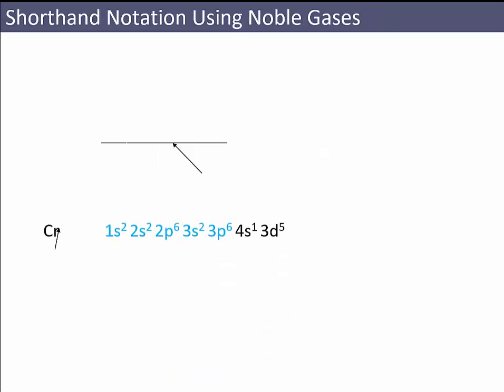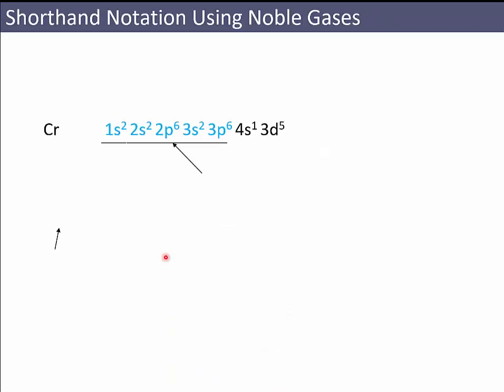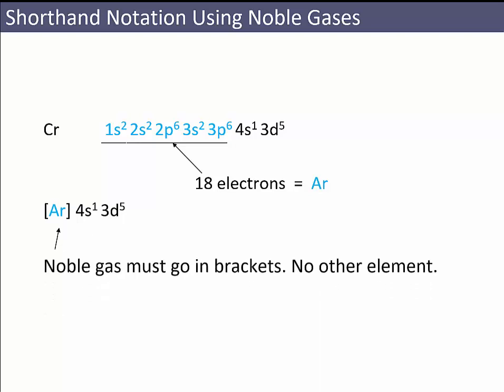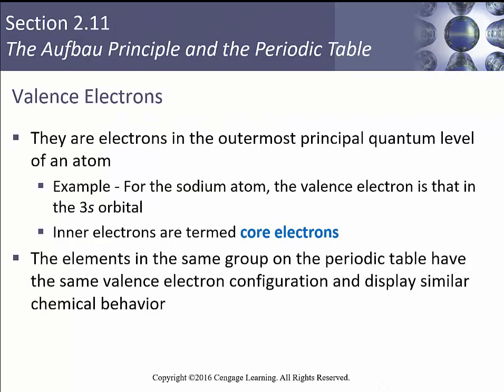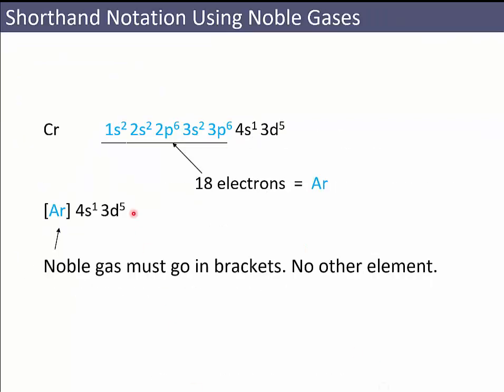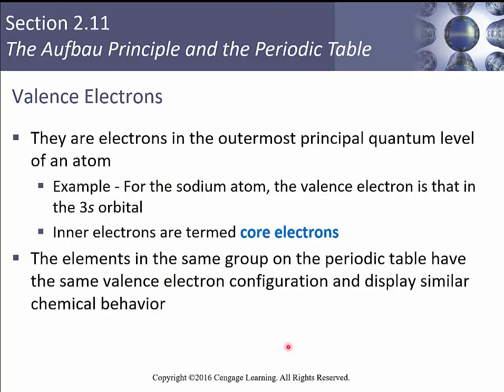So, for example, we've got chromium. We've got 1s2, 2s2, 2p6, 3s2, 3p6, 4s1, 3d5. You've got 18 electrons in the core. That's the same as argon. So you can rewrite that as [Ar] 4s1, 3d5. A noble gas has to go in the brackets. You can't pick another element. You can't do something like whatever element 17 is and then just change that last bit. It's got to be a noble gas.